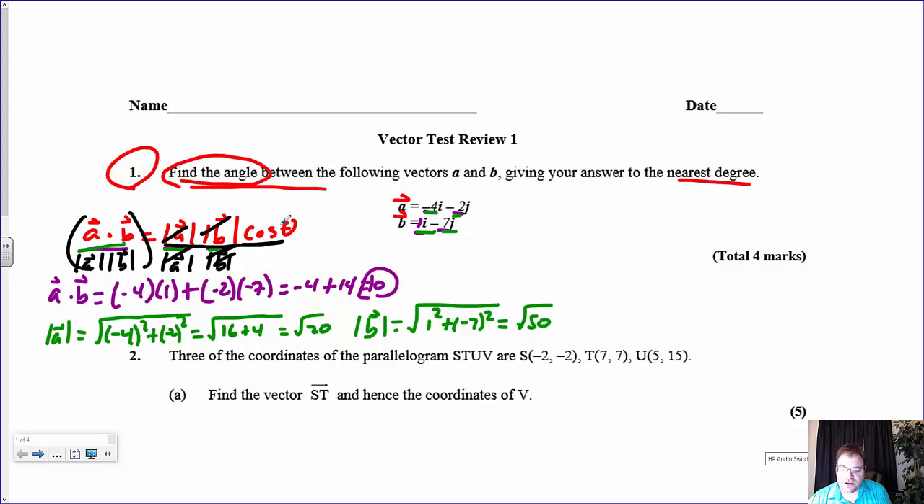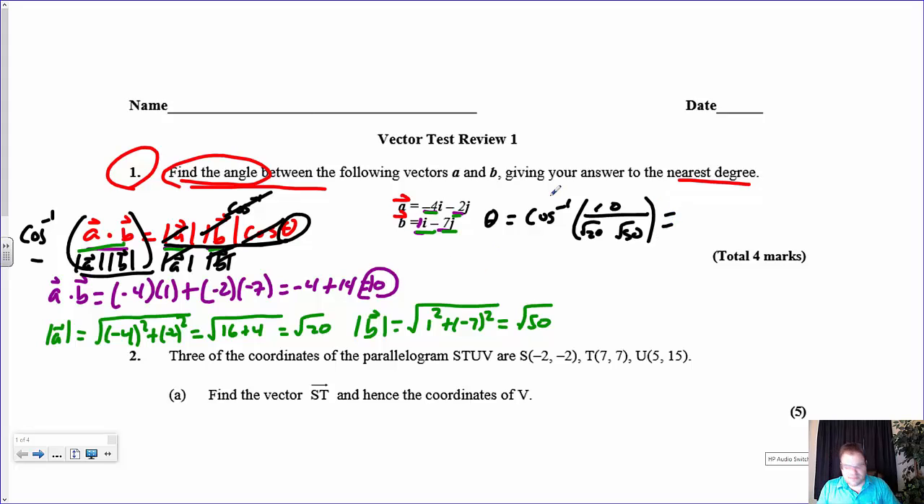Now, that's great for cosine theta, but I don't want cosine theta. I want the angle, theta itself. So I need to get rid of the cosine. I'll take the cosine inverse of both sides, and the cosine inverse cancels out the cosine. So theta is equal to the cosine inverse of the dot product of A and B, which is 10, which we just found, divided by the magnitude of A times the magnitude of B. The magnitude of A is root 20, and the magnitude of B is root 50.